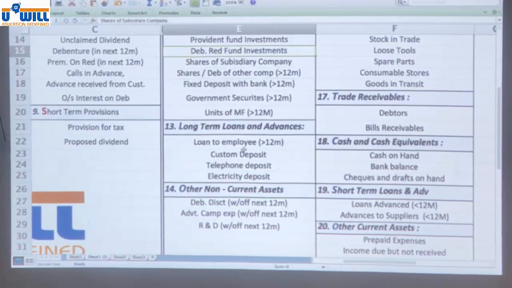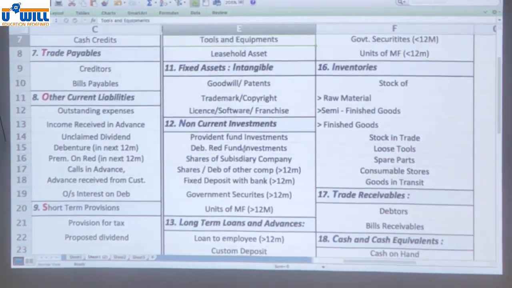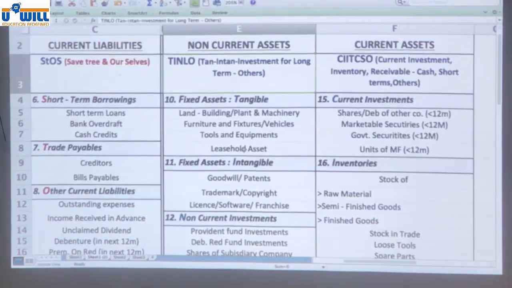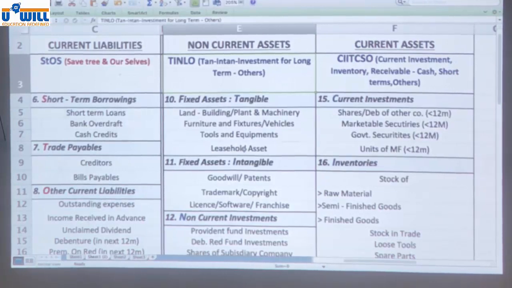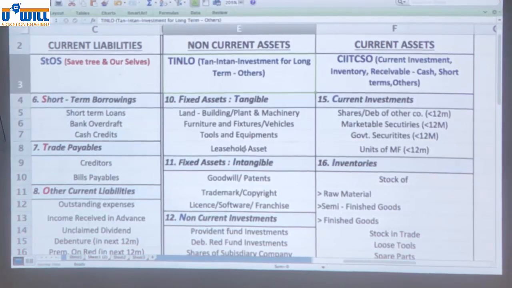So in our non-current assets, I have made this three people, in it 10 in 10. 10 is tangible, intangible, investment for long term. See, tangible, intangible, then it will be investments. It comes, right, non-current investment. Okay, then for long term and then others.